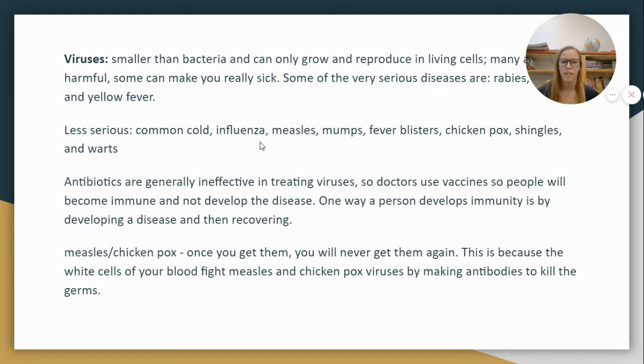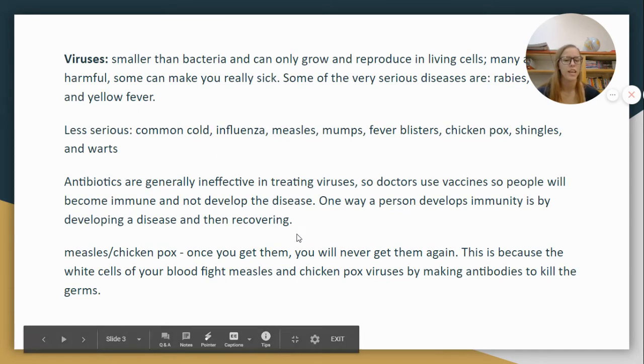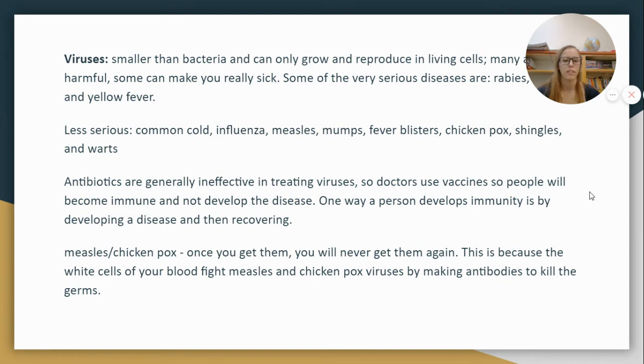So while you're getting that flu shot, you could still get a different one. It's not a 100% guarantee that you're not going to get this disease because like I said, with the flu, there are so many different strains of it. But another way that a person develops immunity is by getting the disease and then recovering from it. So if I get the flu and my body fights it off and I recover, I'm building immunity to that strain of the flu.